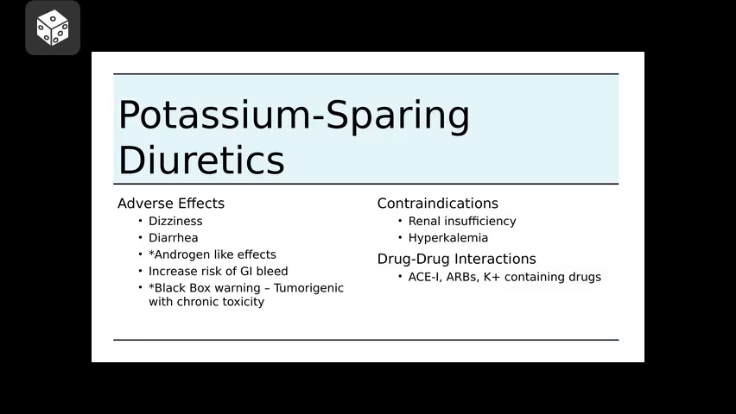And then we've also got some drug-to-drug interactions with our ACEs and ARBs and potassium-containing drugs. This is just going to put you at a really high risk of having high potassium levels, or hyperkalemia. It can lead to deadly levels. So we avoid our ACEs, our ARBs, and potassium supplements while our patients are taking these potassium-sparing diuretics.